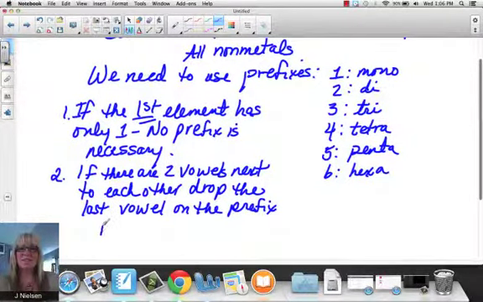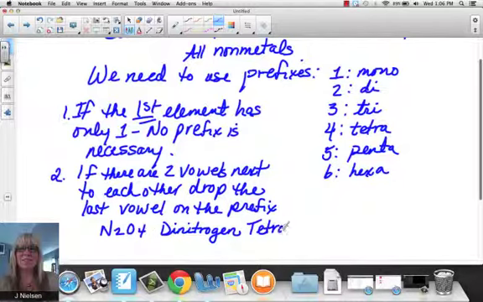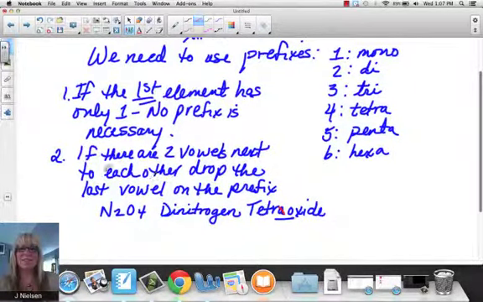So if I have N2O4, I have 2 nitrogen, so this is going to be dinitrogen. It tells me I have 2 nitrogens and 4 oxygens. So this would be tetra for 4, and then oxide. And we have 2 vowels here. We can't say tetraoxide. So I'm going to get rid of the A and make it tetroxide. So let's do a couple of examples.